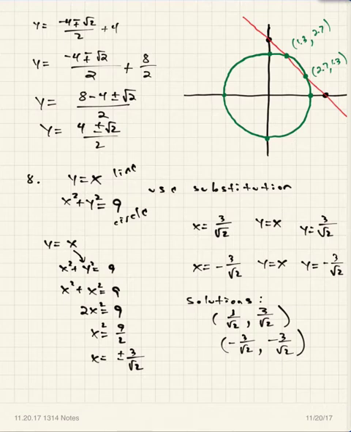All right, so let's look at some other examples here. We're going to go on next to problem number, let's see, let's look at problem number 24.